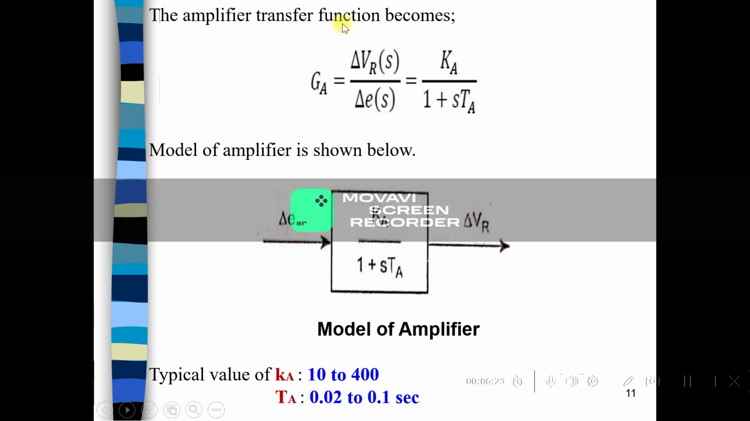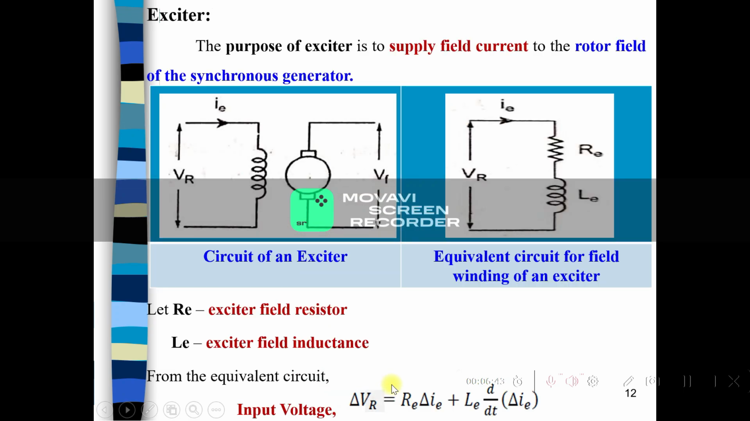Next one, the amplifier transfer function. The amplifier gain is equal to Ka divided by 1 plus s TA. That means the amplifier model, so the model of the amplifier is shown in the block diagram. The typical value is a constant, 10 to 400. Exciter. The purpose of the exciter is to supply the field current to the rotor field of the synchronous generator.